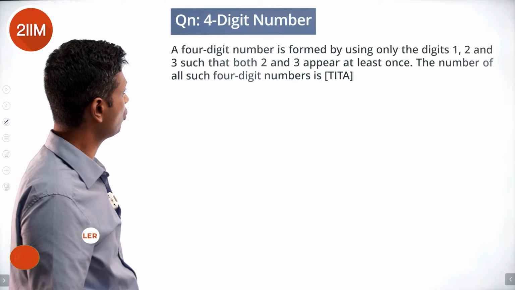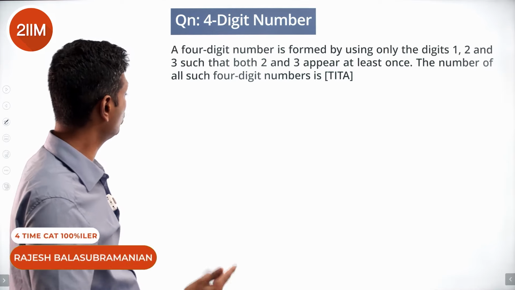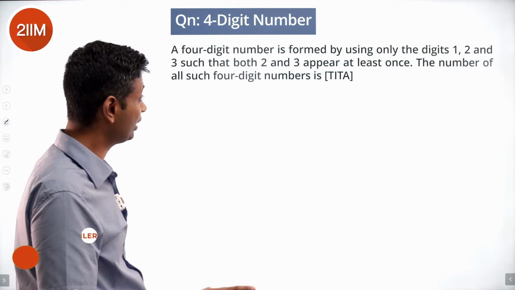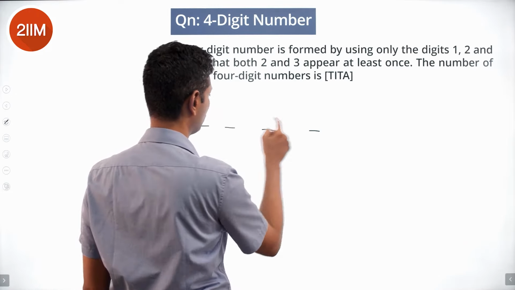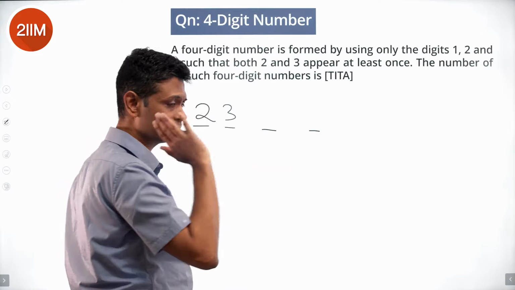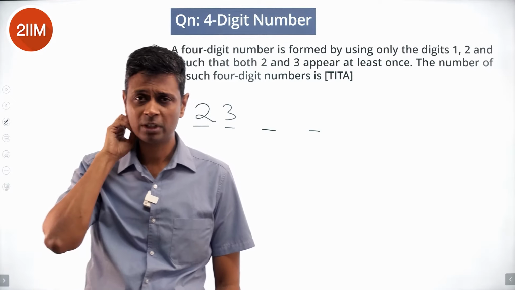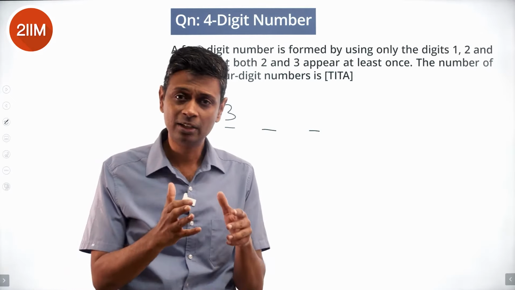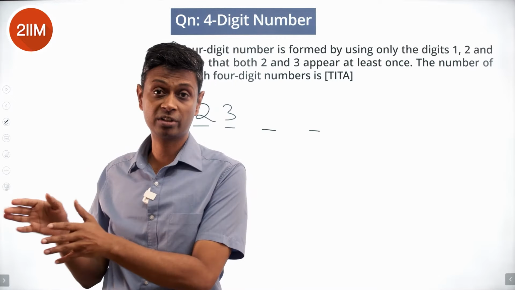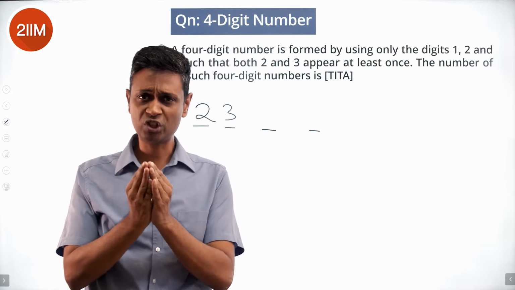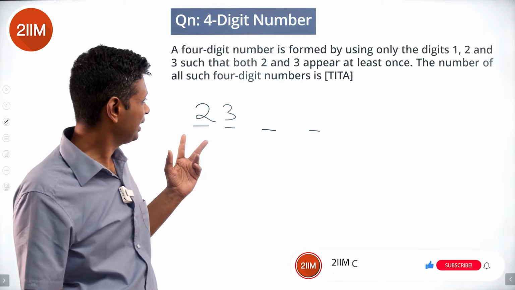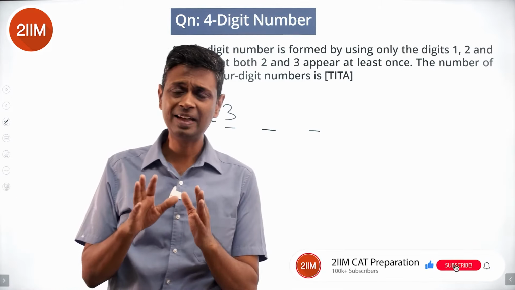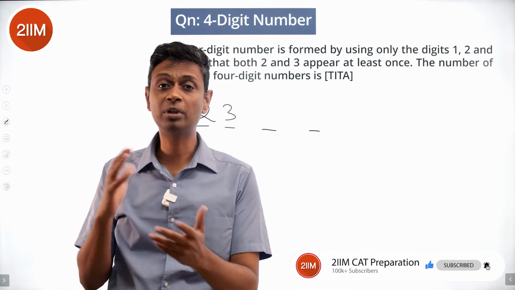A four-digit number is formed by using only the digits 1, 2, and 3, such that both 2 and 3 appear at least once. It's a four-digit number. 2 and 3 sit here at least once. I'm going to do this in two steps. I'm going to think about what the digits are and then think about what combinations can come. So I'm going to put digits in and then think about in how many ways the digits can be rearranged.